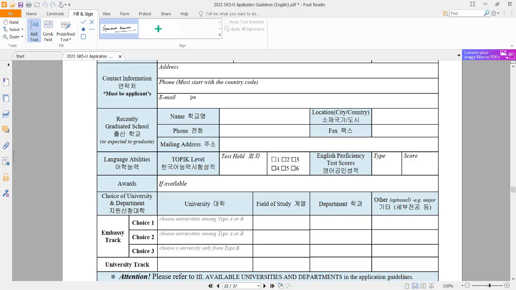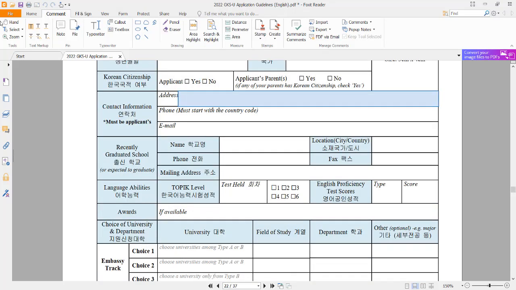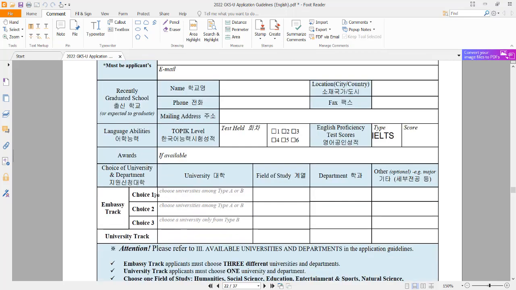And then moving ahead, you can fill in your graduate school, that is the last school which you have attended or are attending. And then language abilities, if you have TOPIK you can fill it in or leave it blank if you don't have it. English proficiency also, if you have IELTS then you can write IELTS here, like IELTS or TOEFL or whatever you have, then the score. And then awards, if you have any, you can mention the awards.